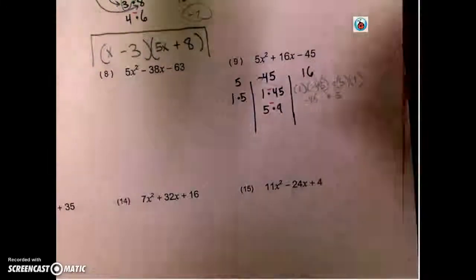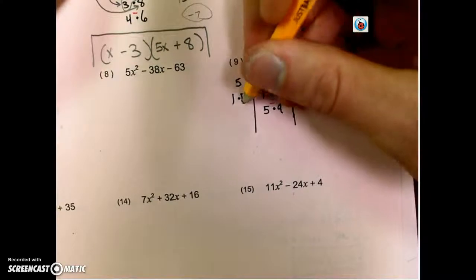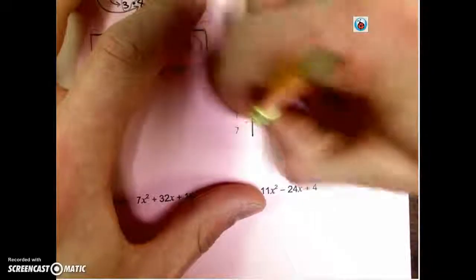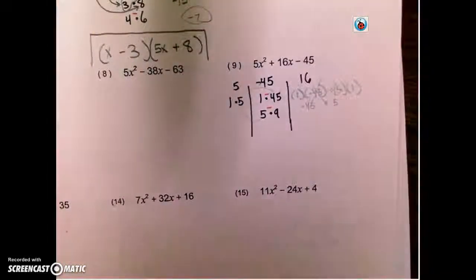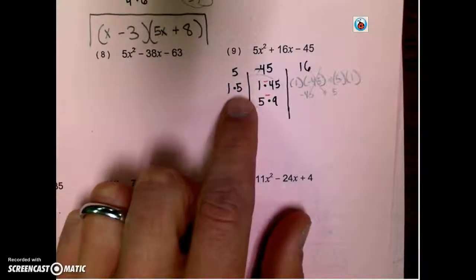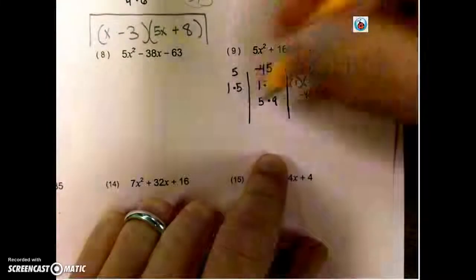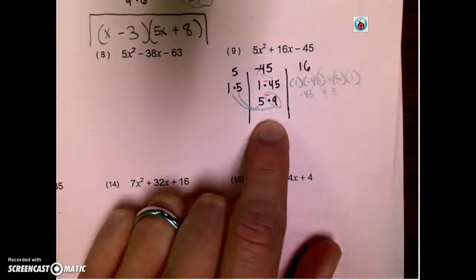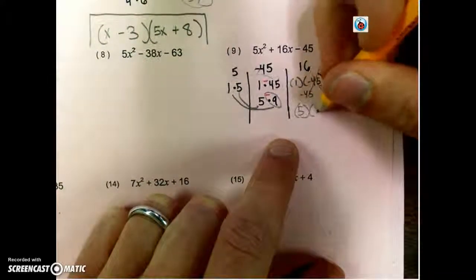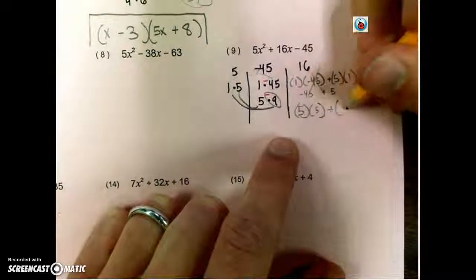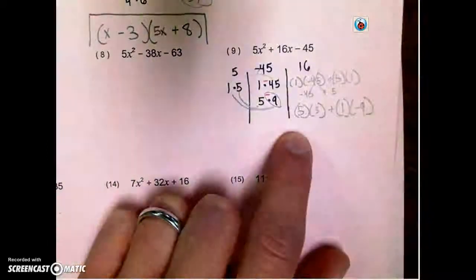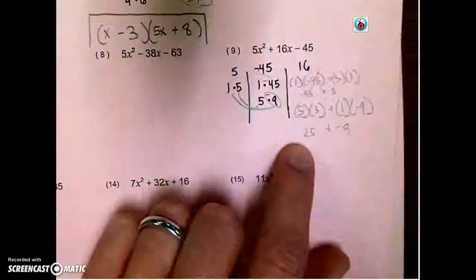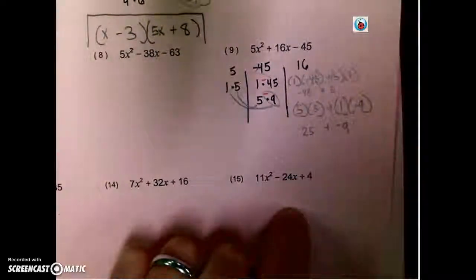Here would be the right one. 5 times a 5, and a 1 times a negative 9, and here's why. Five times 5 will give me a 25. Adding with a negative 9 does give me my positive 16.